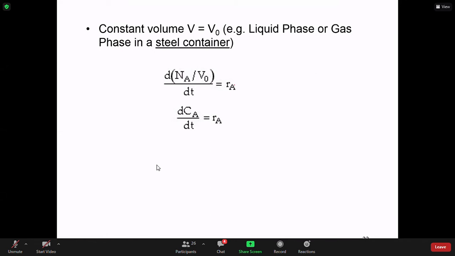Because in a batch reactor, the volume is constant as well, because there is no flow in and no flow out. And typically this is in liquid phase. So we can write down that dNA over V0, this is the concentration, over dt is equal to RA. So the concentration change is equal to the rate of reaction.